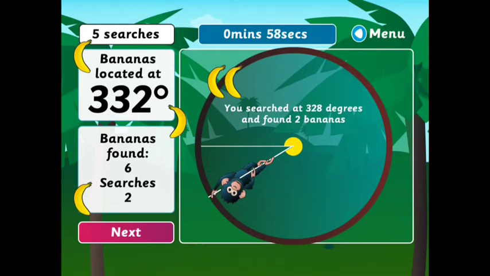Okay, and the more children use this, the greater accuracy they get. Okay, so this for me is the key app really for angles. This is Banana Hunt from Interactive Resources, and it is today's app of the day.